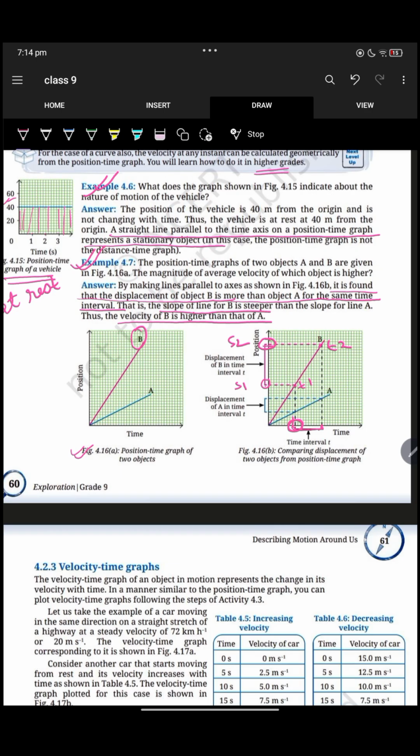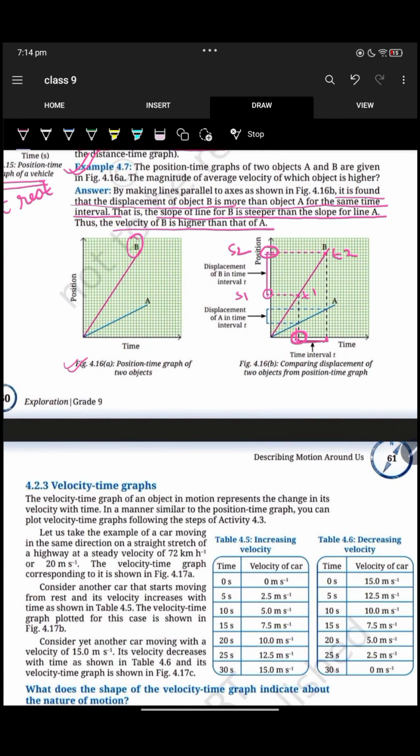Why? Because the slope of the line of B is steeper. So from the nature of the plot, if you just see the plot, then also you will come to know which is having a steeper slope.